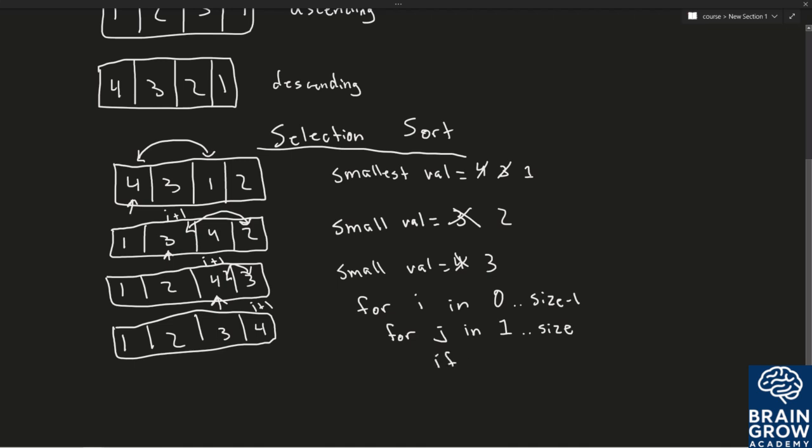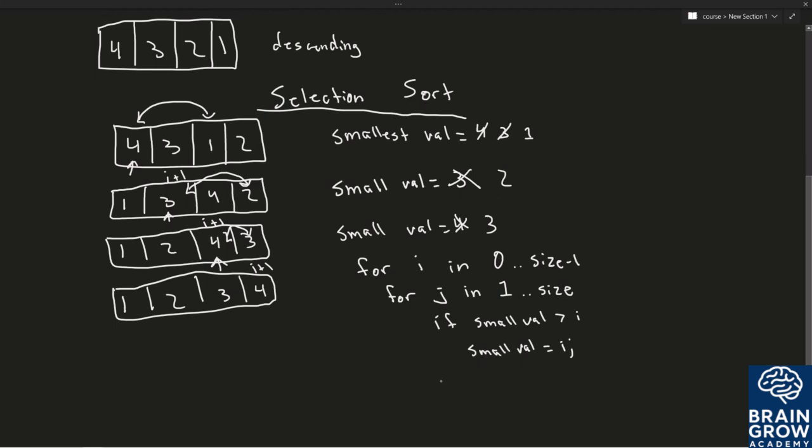If smallest val is greater than I, then we want to make our small value equal to I, because then we know I is less than our smallest value.